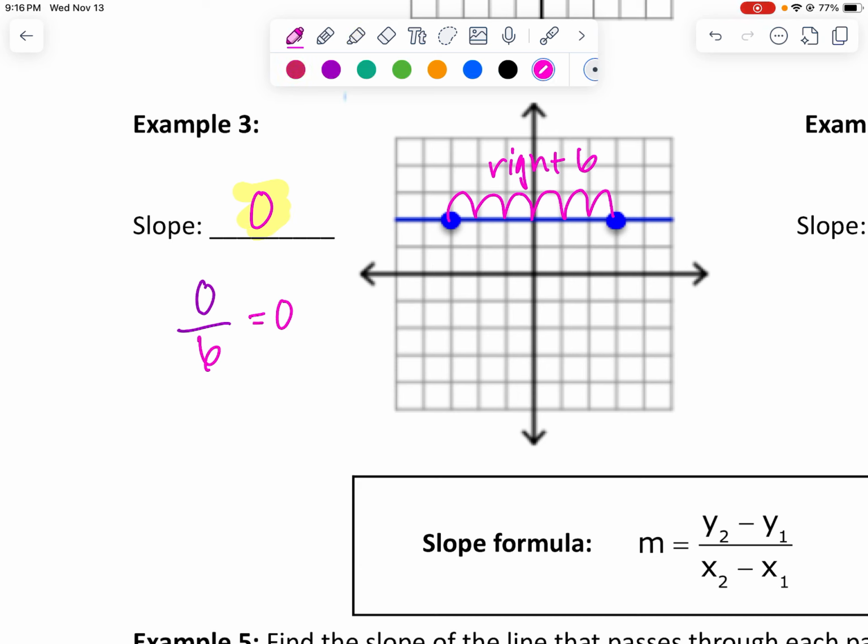Now here's my little note to you. This is a horizontal line. And this will come back later in the unit. Horizontal lines always have a slope of 0.